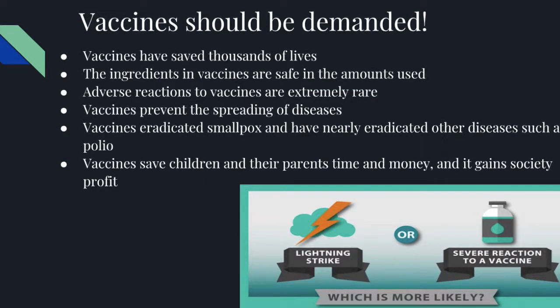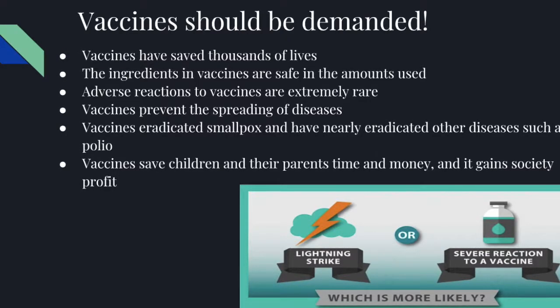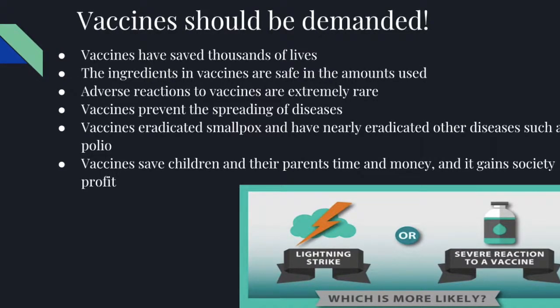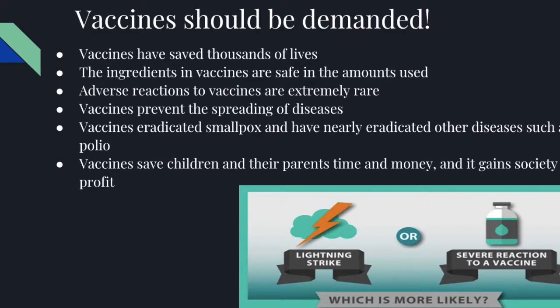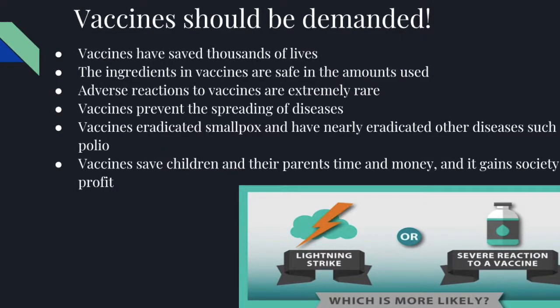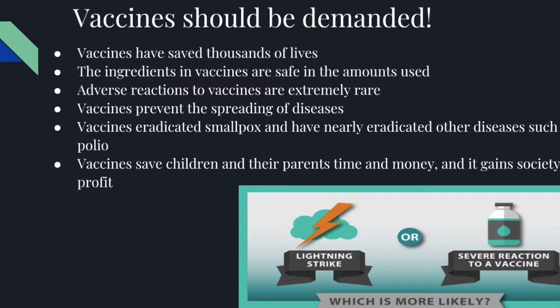In 2011, 49 American states did not meet the 92 to 94% herd immunity threshold for pertussis, resulting in an outbreak that sickened 42,000 people, and it was the biggest outbreak since 1955. Vaccines can save children and their parents time and money, and they bring society a profit. Vaccines cost less in time and money to acquire than disease costs in time taken off for work to take care of a sick child and medical costs.